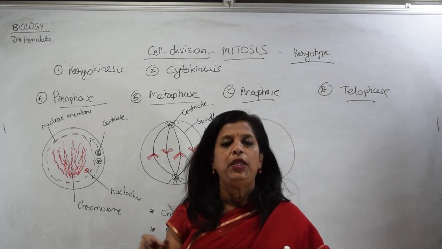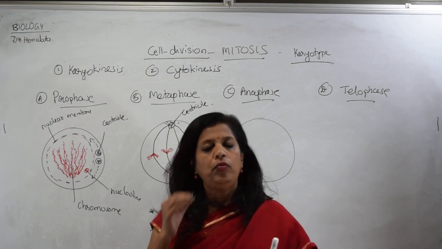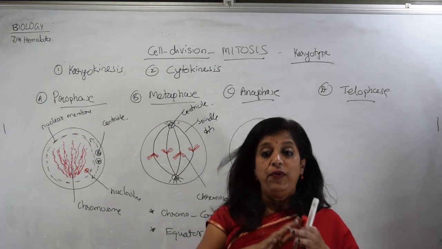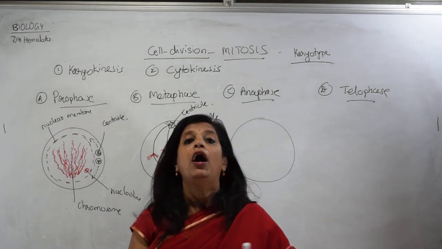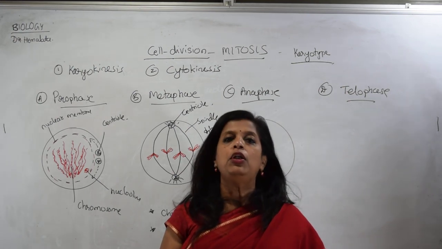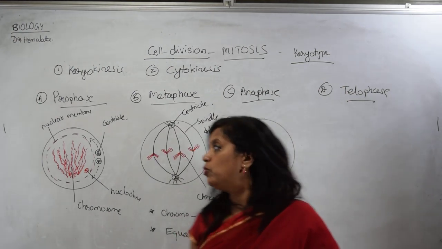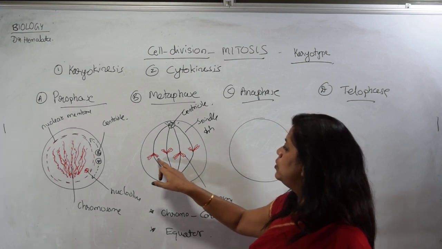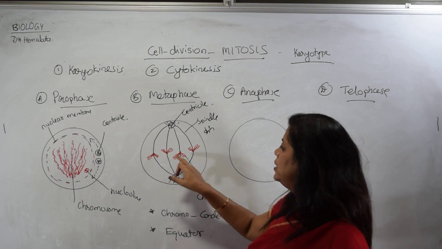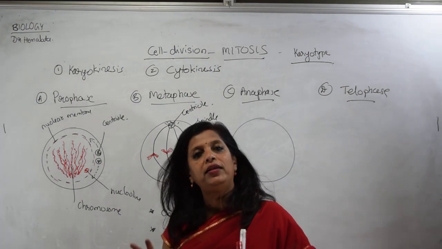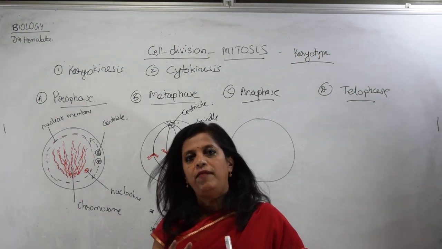We can see how many pairs there are. For human chromosomes, in the karyotype, all the 23 pairs, where they are present, how they are arranged, how many sets there are, how many metacentric chromosomes, how many telocentric chromosomes, how many acrocentric chromosomes, you can see. Here also I have drawn some metacentric chromosomes. You can see very clearly how they are arranged at the stage of metaphase.